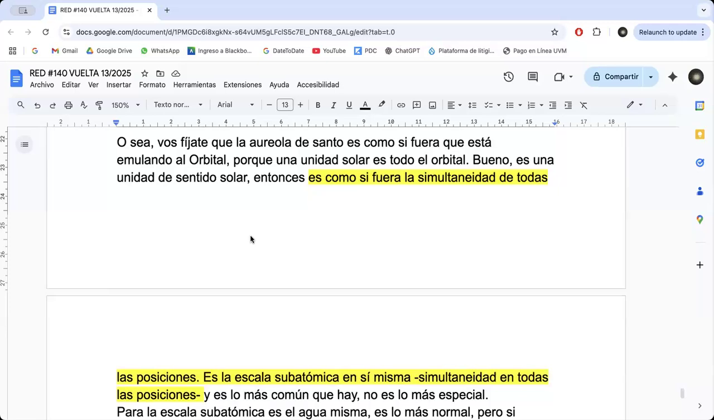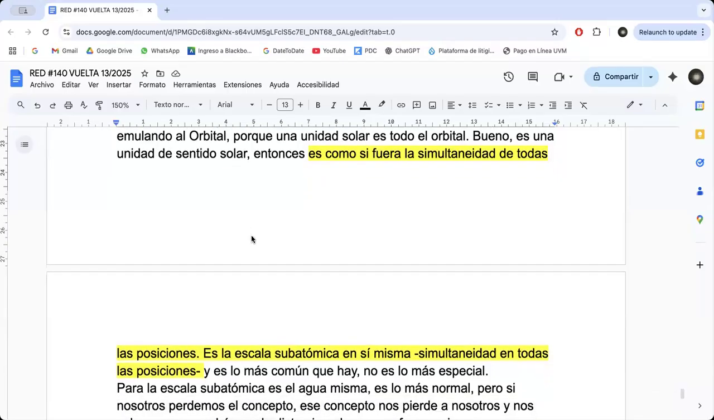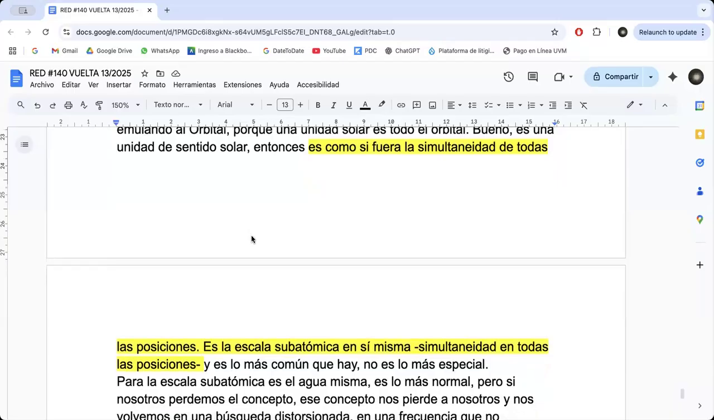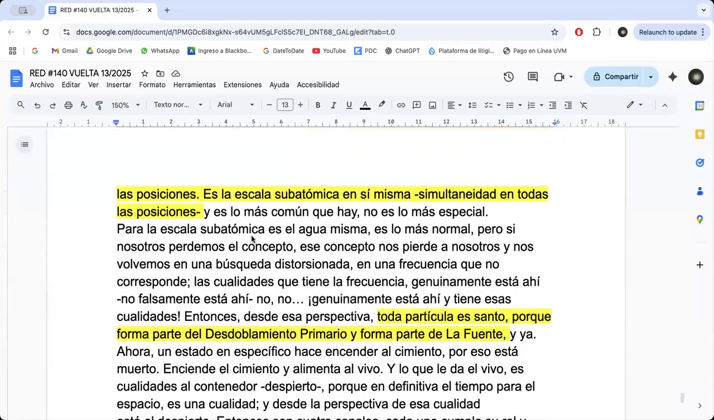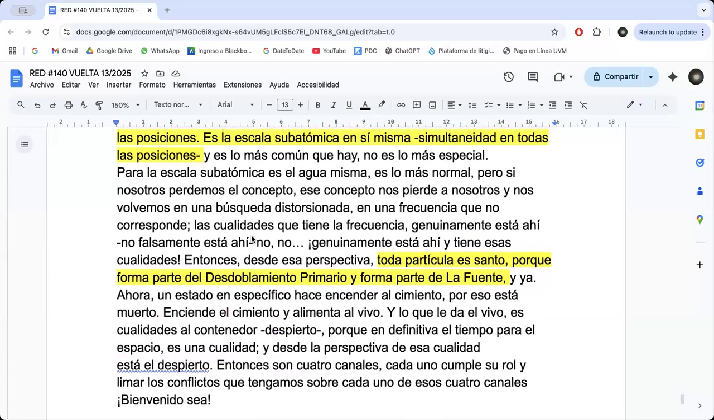So, another thing that she says, and she has said it before, is that the aureola of a saint, the thing they have in their head, is as if it mimics the orbital. And what is an orbital? It is the solar unity. In a solar sense, it is a simultaneous situation of all the positions. That's what the orbital is. A simultaneous situation of all the positions of a solar unity. So this is a subatomic scale in itself. I can't say that word, but a simultaneous situation in all the positions.